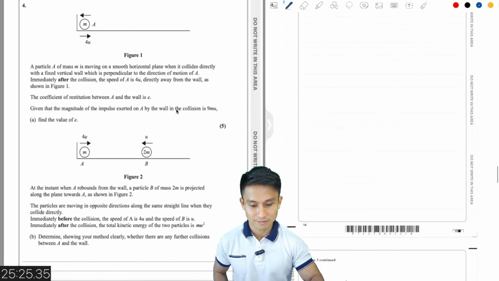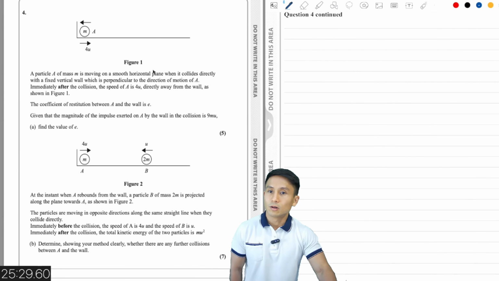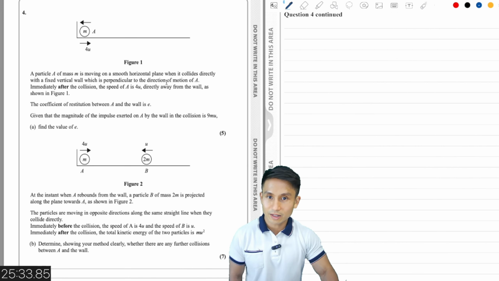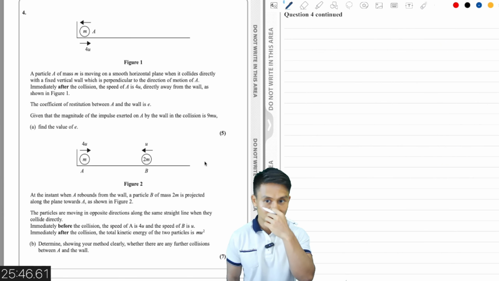Number 4. Okay, a particle A of mass m is moving on a smooth horizontal plane. It collides directly with a fixed vertical wall, which is perpendicular to the direction of motion of A. Immediately after the collision, the speed of A is 4u, directed away from the wall as shown in figure 1. The coefficient of restitution between A and the wall is e.